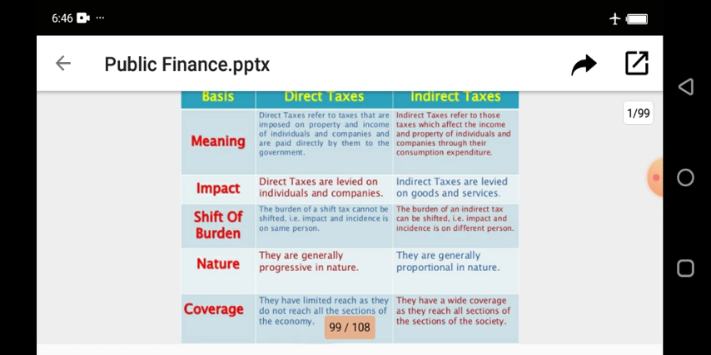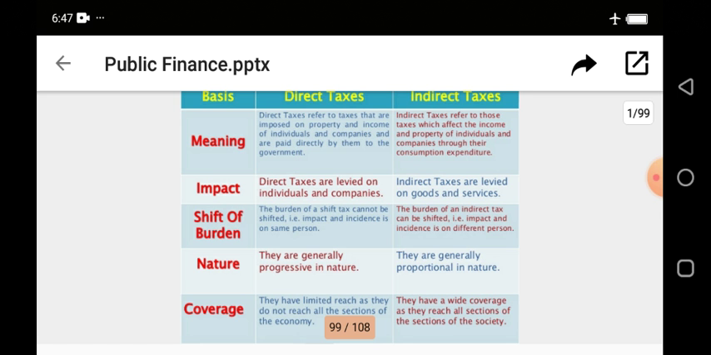So there's no middleman. In some cases, before the salaries of those individuals get to their hands, tax has been removed. I'll repeat that again. In some cases, before the salaries of those individuals working in big companies like Cadbury, like Nestle, and name them, tax has been removed. So they pay directly to the government. While indirect tax refers to those taxes which affect the income and properties of individuals and companies through their consumption expenditure. So these affect them indirectly through what they buy, buying of raw materials for the company, or an individual buying food items that you're going to eat. So indirectly, you are paying such tax. Even some of us don't even know we're paying such tax.